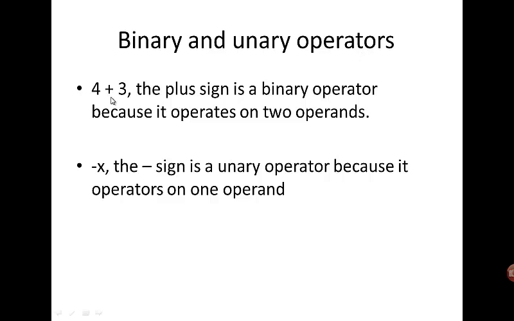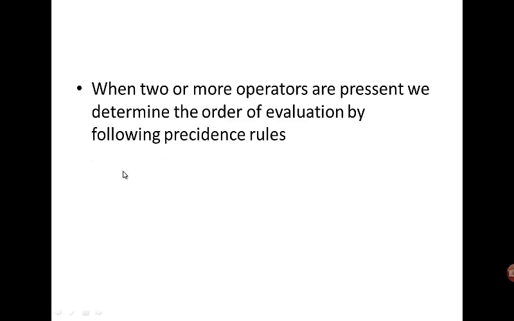A binary operator is an operator that operates on two operands, like 4 plus 3. A unary operator is one that operates on just one operand, like a negative x. So that's some information there too.